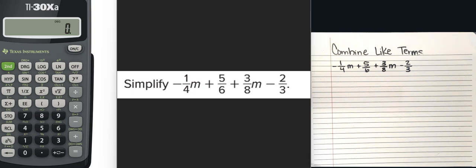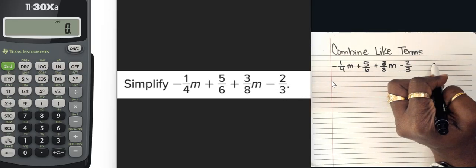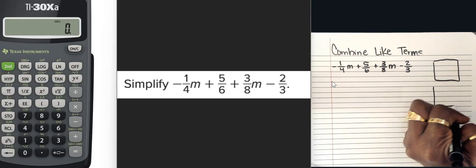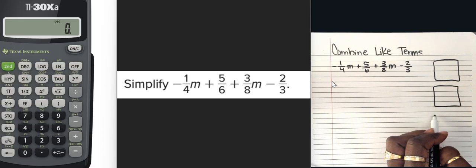All right, so we have another expression that we're going to simplify. So we have negative 1/4 m plus 5/6 plus 3/8 m minus 2/3. So what I'm first going to do is create those bins so that I understand what needs to be what. And so I reorganize or reorder my problem.